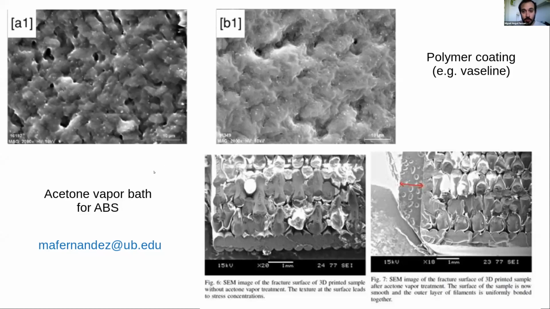Another route could be to do acetone vapor baths for ABS, or you can use THF for PLA. But this needs to be done in a very controlled way. So I would really recommend doing this only in more developed facilities like a fab lab or something like that. But again, you can see from these two SEM images that this is before the treatment with the acetone bath, and this is after.